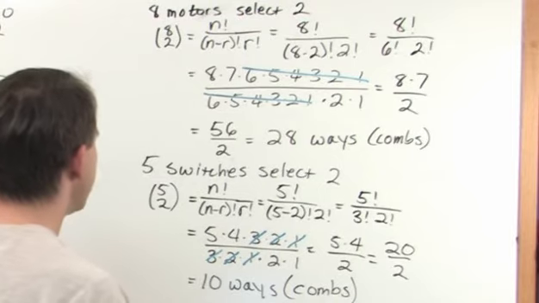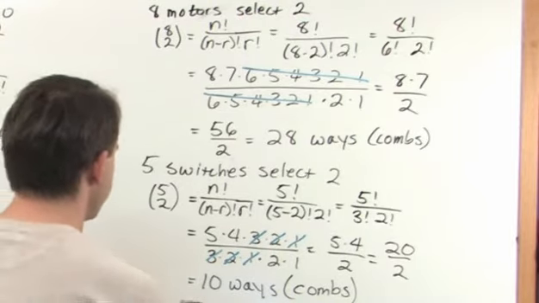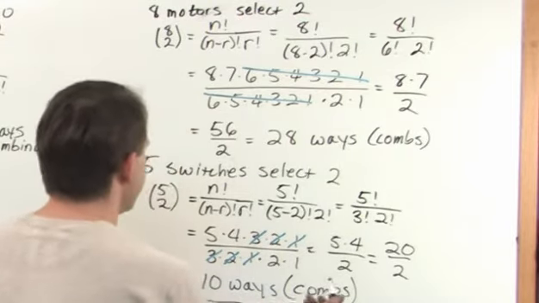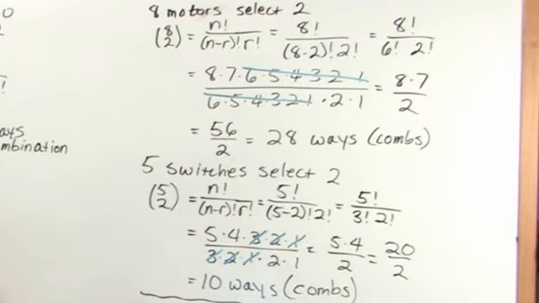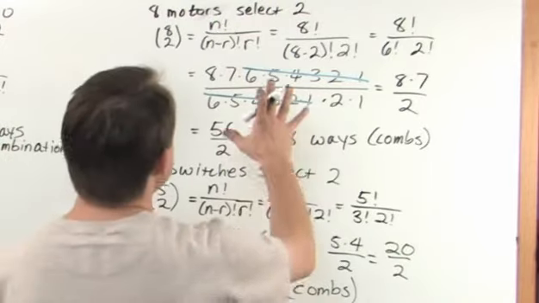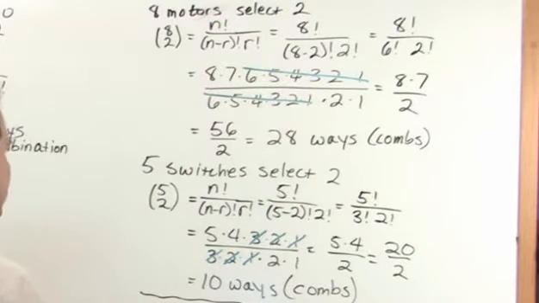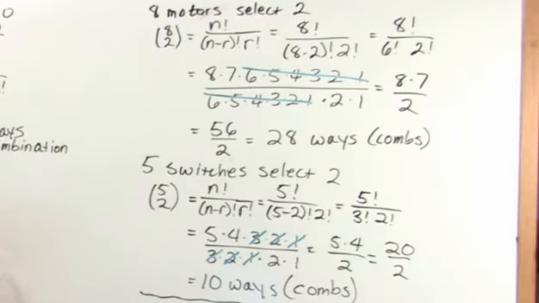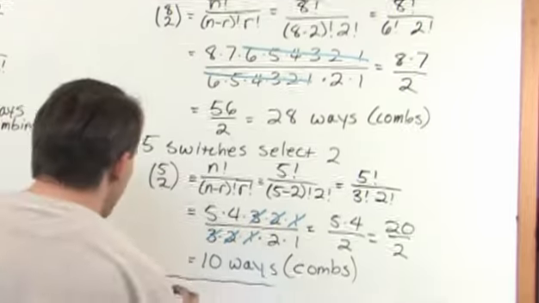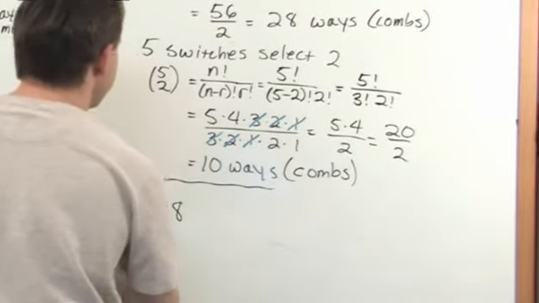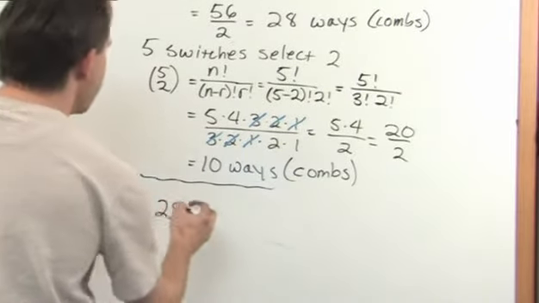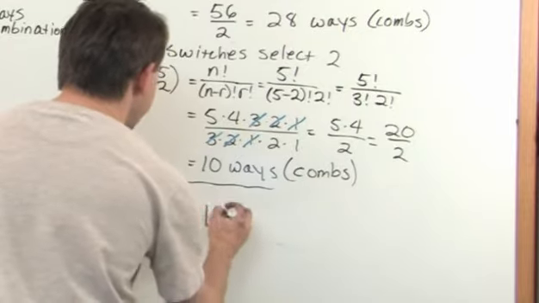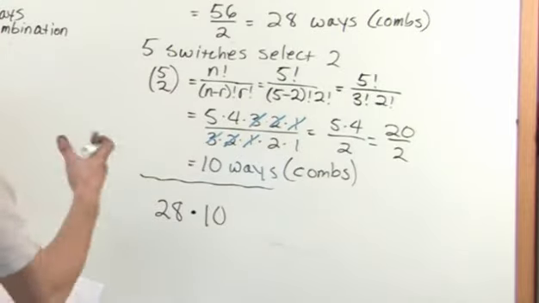So here's where the fundamental thing comes into place. What do you do with these numbers? The answer is how many ways can you do all this together? You can think of event number 1 as the act of selecting 2 motors, and event number 2 as the act of selecting the 2 switches. Event 1 can happen 28 ways, and event 2 can happen 10 ways.